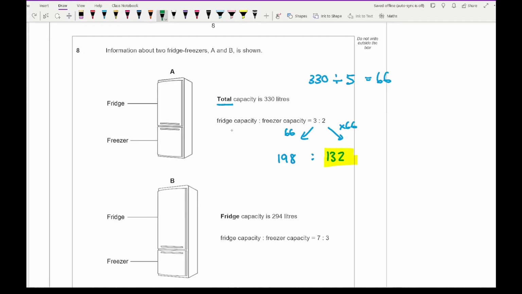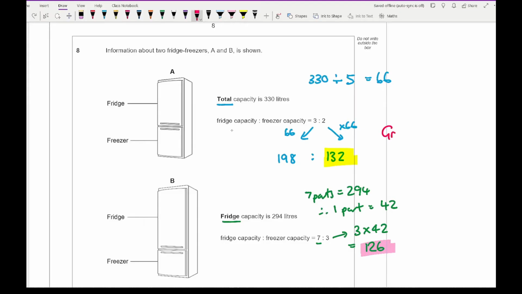Then for this one here, well, here we only know the fridge. So the fridge is 7 parts. So 7 parts equals 294, which therefore means that 1 part is going to equal 294 divided by 7, which is 42. And then the freezer is 3 parts, so it's going to be 3 times 42. 3 times 42 is 126. So then which of these has the biggest answer? Well, it's going to be freezer A.